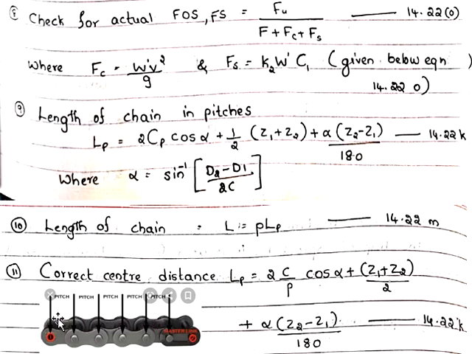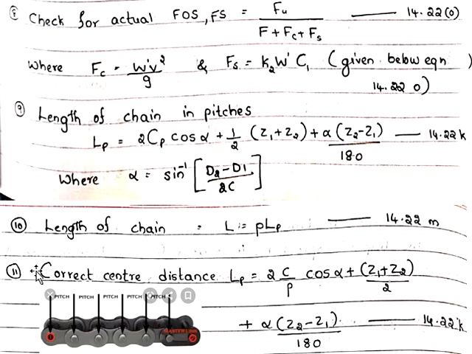For example, this is the total length of the chain. So I have to find out this total length of the chain. So this total length is equal to pitch into number of pitches. Number of pitches I am calculating in step number 9. So this is nothing but number of pitches, total length in terms of number of pitches. So number of pitches into one single pitch, that will give you total length.